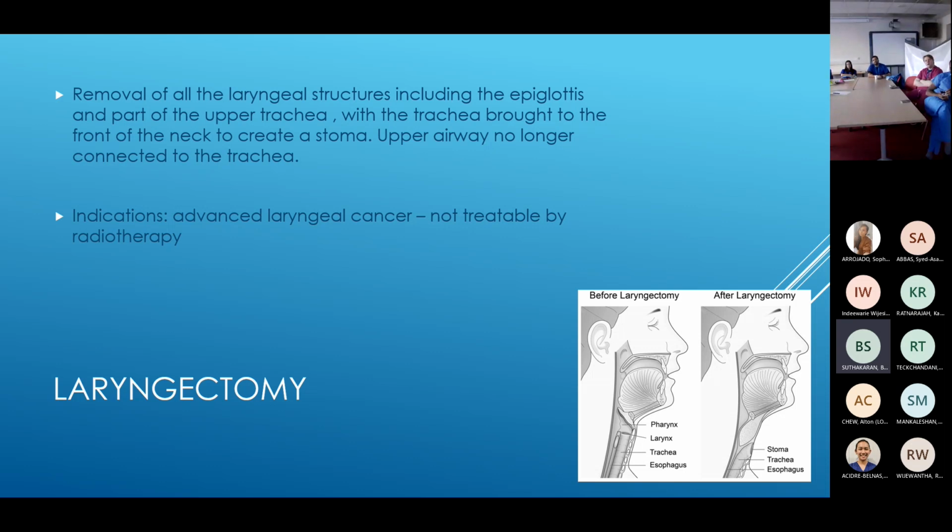So reasons why you would use this, the main indication would be advanced laryngeal cancer, but also severe neck traumas or severe irreversible aspiration. Those are indications for why you would use a laryngectomy.